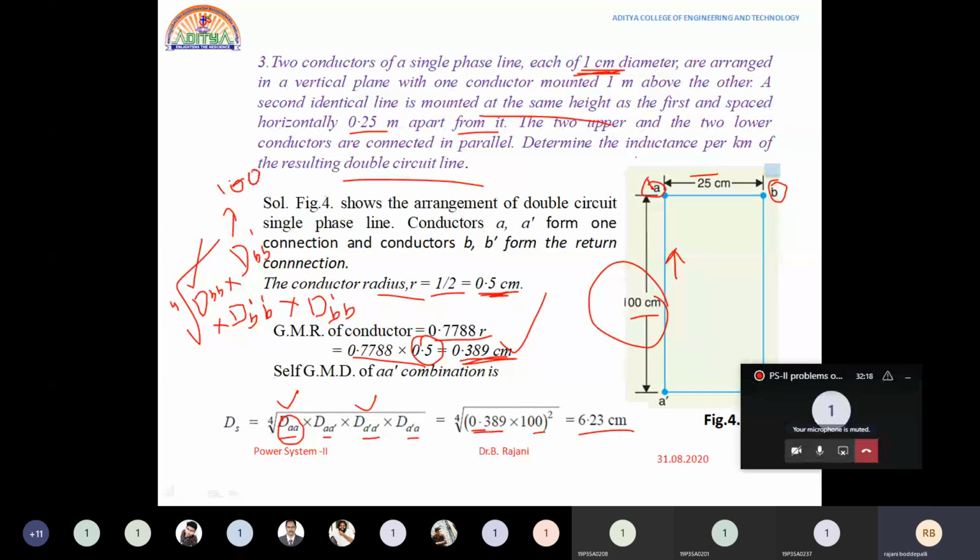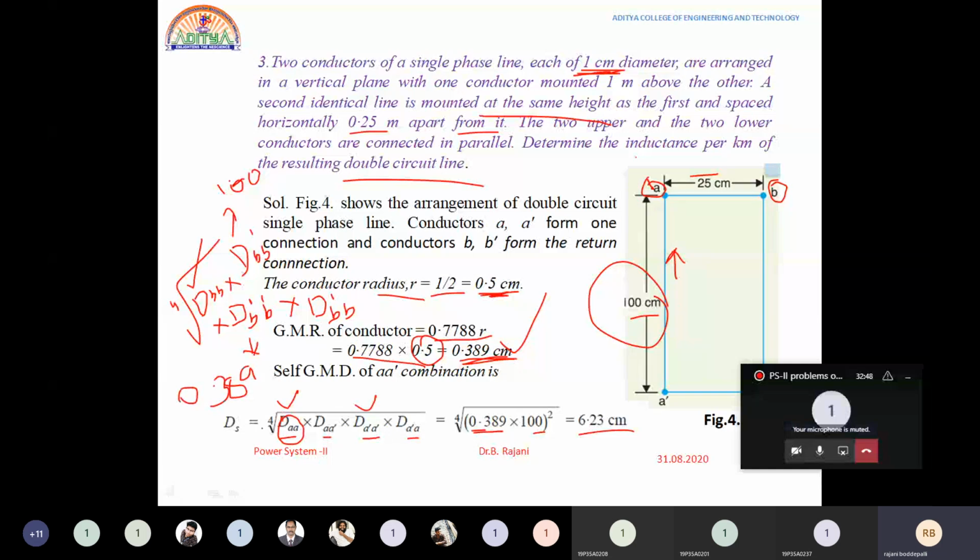So this is multiplied with 100, and here dB dash is the self GMD of this B dash. It is having 0.389 centimeters. Here we are having 0.389. Now from B dash to B we are having again 100 centimeters, the same distance. So into 100.